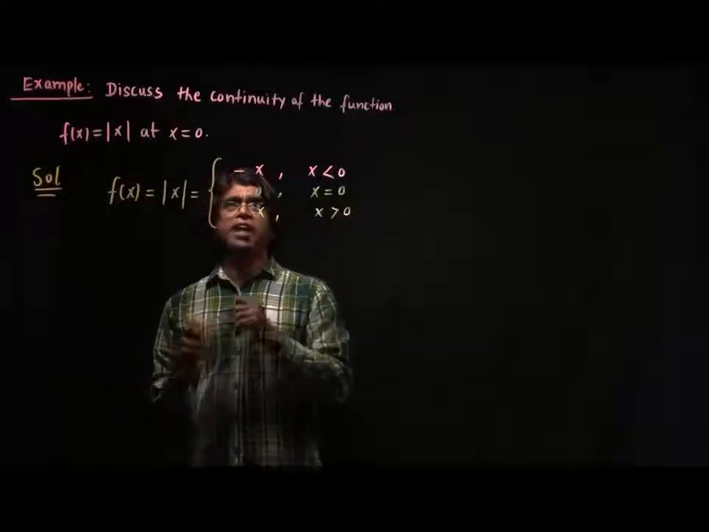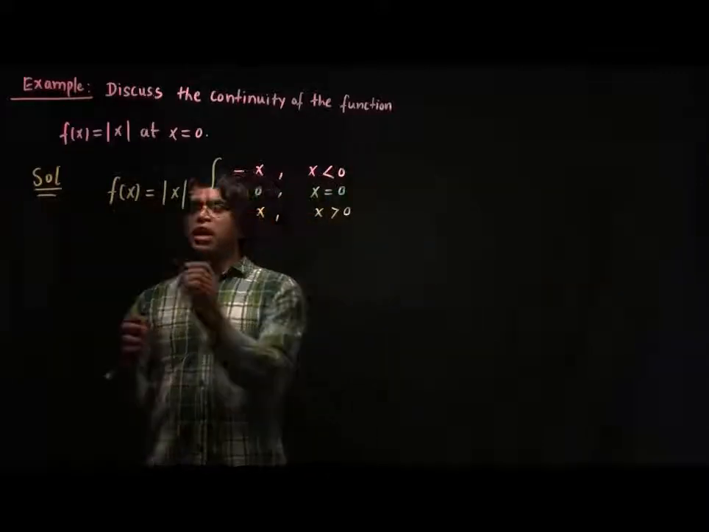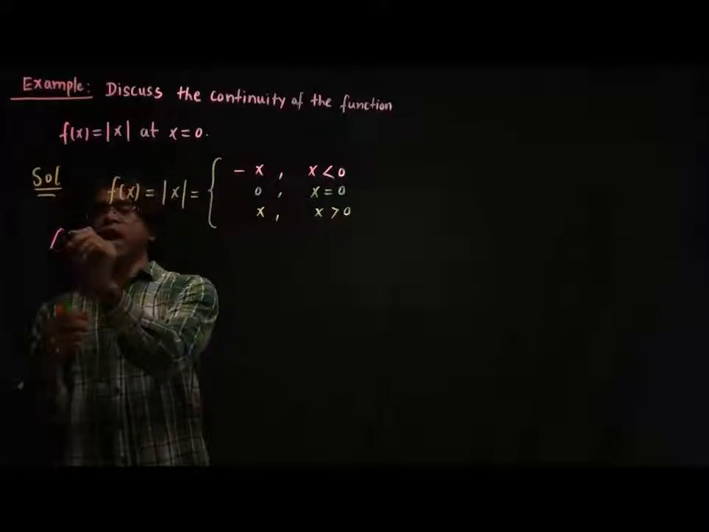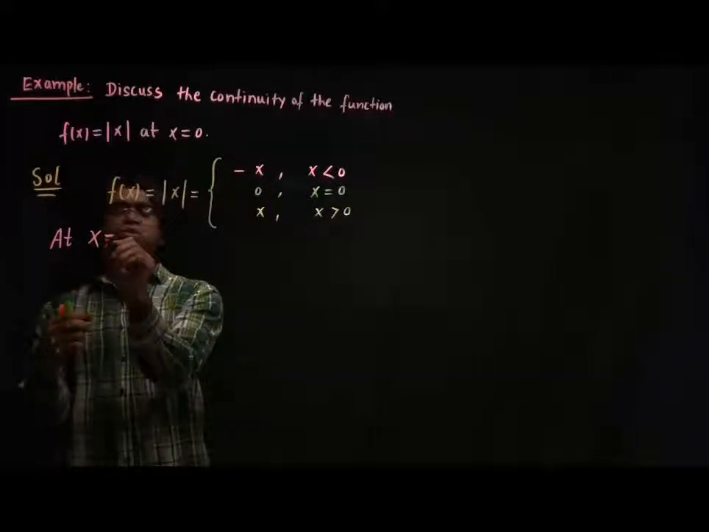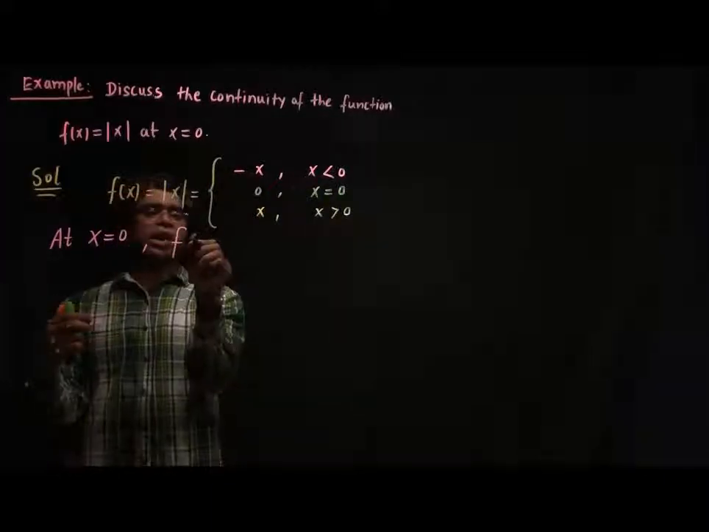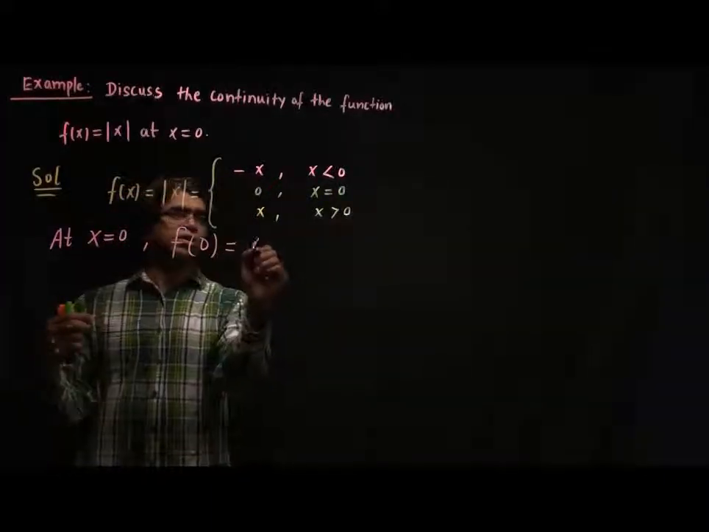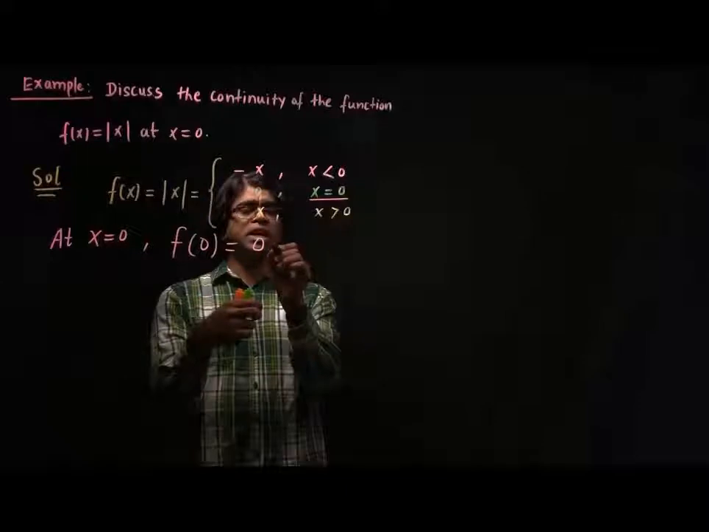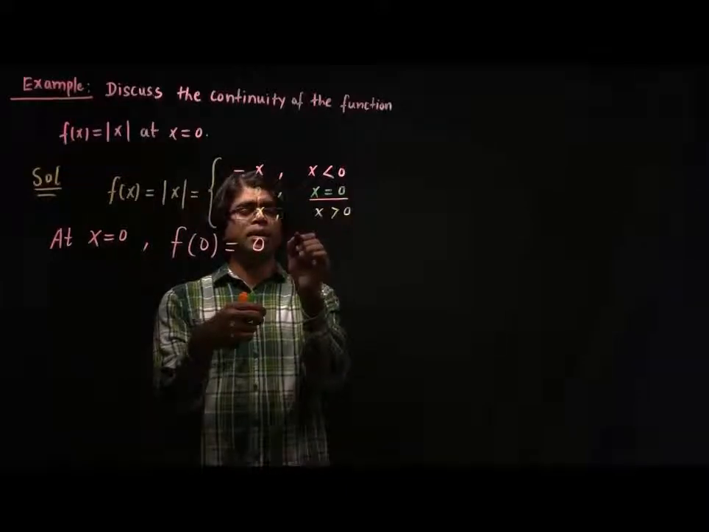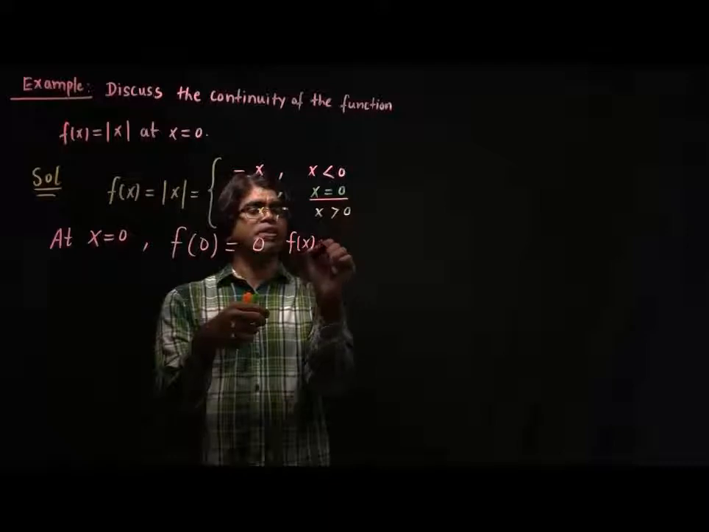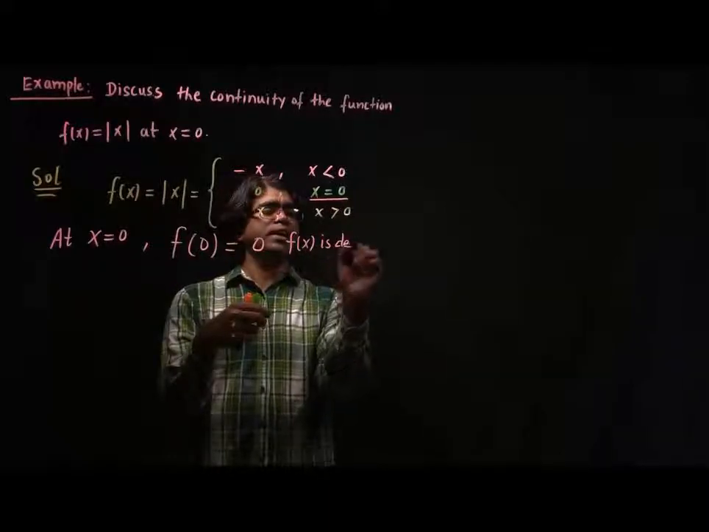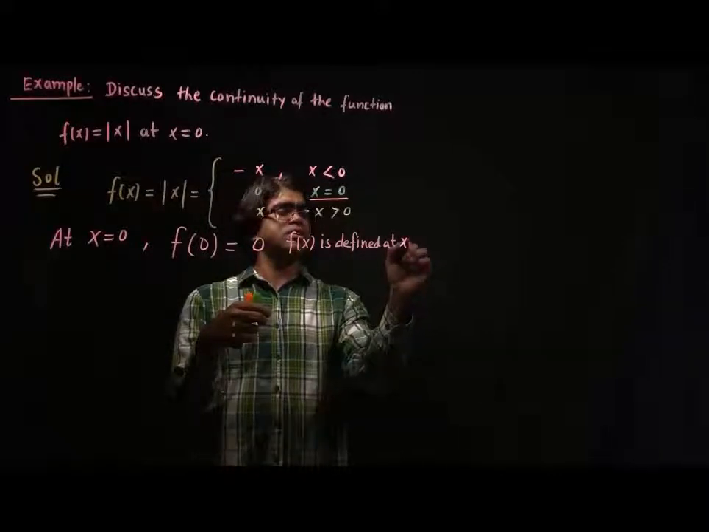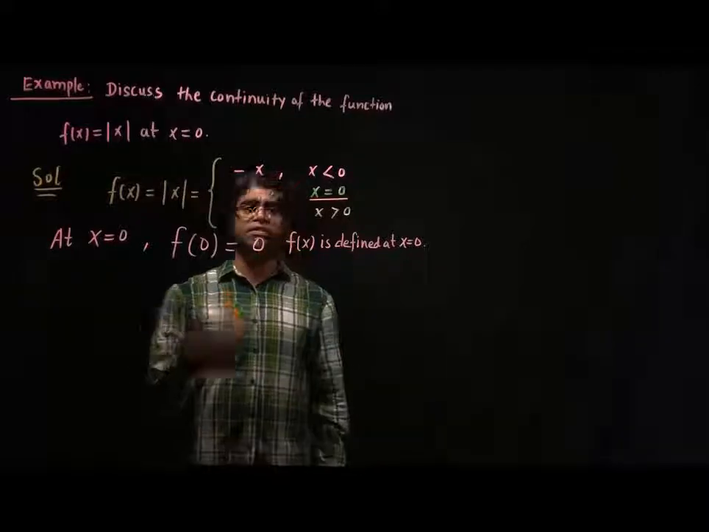Now, in order to determine if this function is continuous or not, let's first see if the function is defined at x equals 0 or not. So, at x equal to 0, the value of the function is what? f(0) is equal to what? 0. Because when x is 0 right here, the value of the function is 0. So yes, the function is defined. So I can write f(x) is defined at x equal to 0. And this is our first condition.